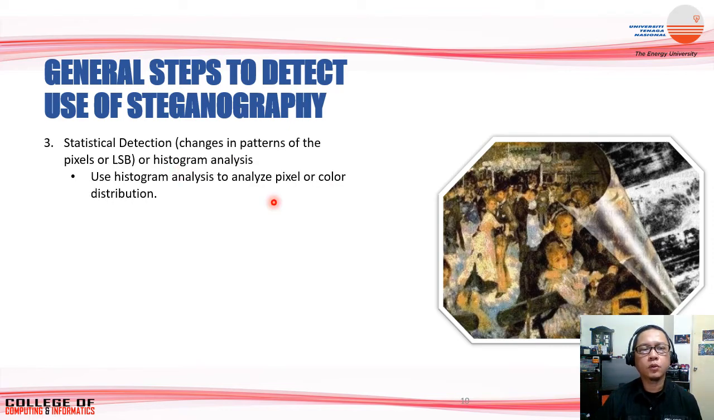For the third one, use statistical detection or histogram analysis. So basically, you run the image or the suspected media through statistical detection or histogram analysis to see whether there is any anomaly or a certain pattern in the file structure after the carrier is being suspected. So here again, the key is to see whether there is a suspicious communication going on in the first place before you put a certain type of analysis on the suspected media.